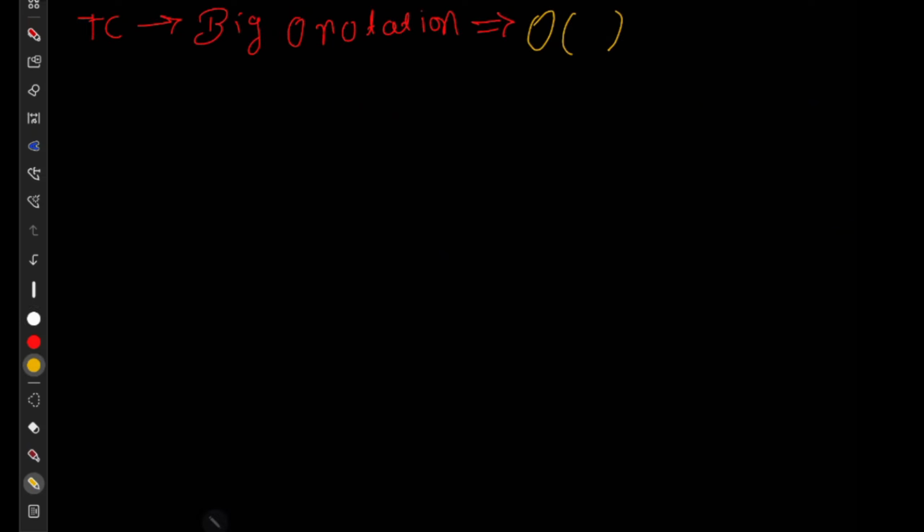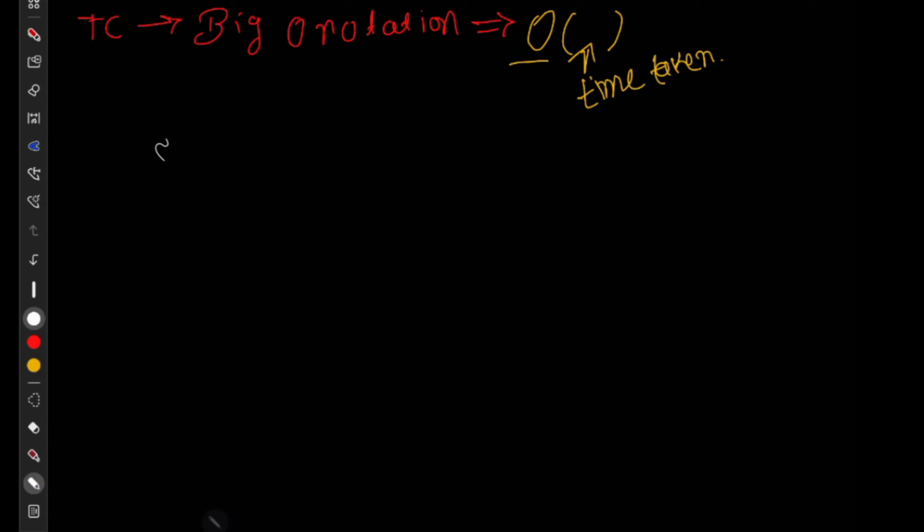What is big O notation? Big O notation is nothing but a representative way of writing time complexity. Time complexity is represented by this big O sign, and inside the parentheses we write the time taken. Big O notation is nothing but a simple, explanatory representation of time complexity.